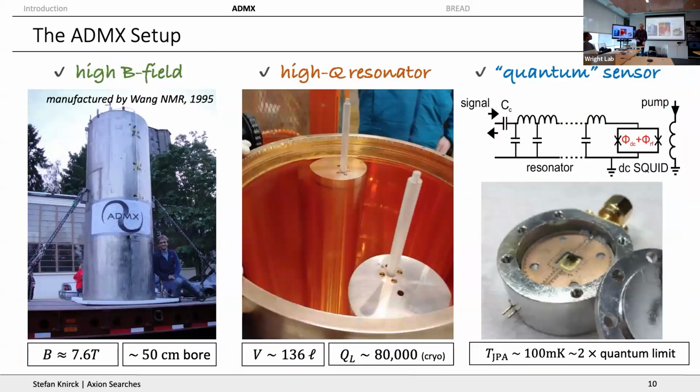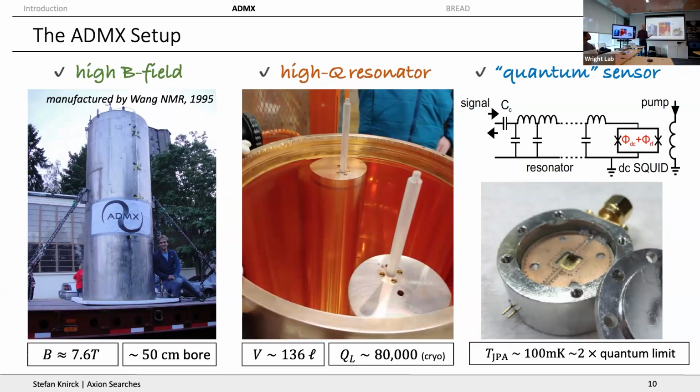I won't spend too much time on this because most people are familiar with it, but just to give you an impression of what all this entails: of course, this large superconducting magnet, really not an MRI magnet, not much interesting physics, just a large expensive thing. The resonator, again, is a cavity about 1 meter tall with tuning rods. The most recent one only has one tuning rod to go to slightly higher frequencies. We have these copper tuning rods in there, which we rotate from the outside to the inside, so we can change the resonant frequency of the cavities in order to probe different axion masses.